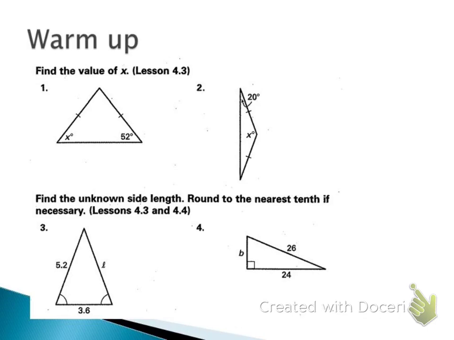All right, for our warm-ups, these ones ought to go much quicker. We just took a quiz over most of this yesterday. If we have two sides of a triangle that are congruent, then those base angles also have to be congruent. So on number 1 for the warm-ups, x is going to equal 52.